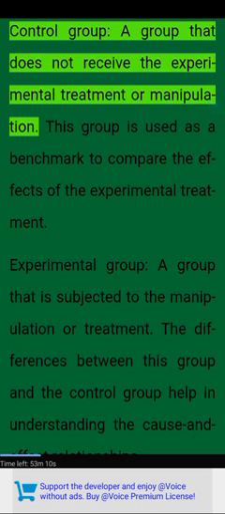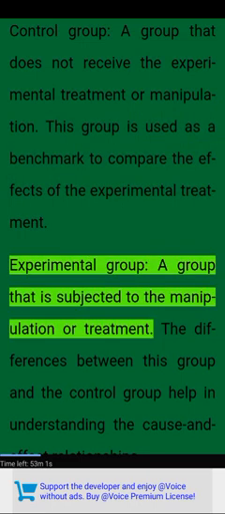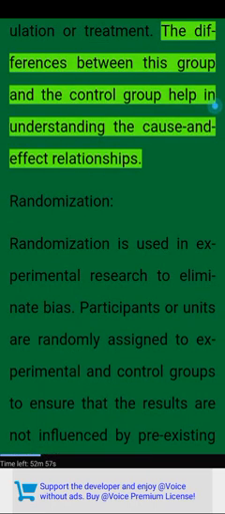Control group and experimental group. Control group: a group that does not receive the experimental treatment or manipulation. This group is used as a benchmark to compare the effects of the experimental treatment. Experimental group: a group that is subjected to the manipulation or treatment. The differences between this group and the control group help in understanding the cause and effect relationships.